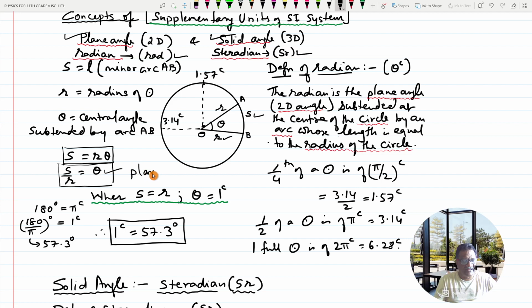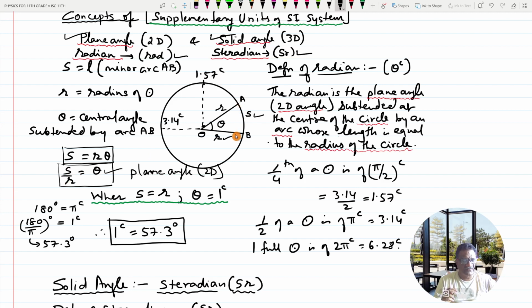Now, why is it a plane angle? Because it is a 2D angle. It is only in 2 dimensions. In a plane, you can draw this angle. So it is a 2-dimensional angle. This theta is a plane angle, and its value will be 1 radian if the length of the arc, that is S, is equal to the radius of the circle.